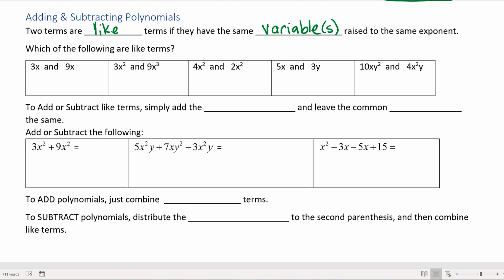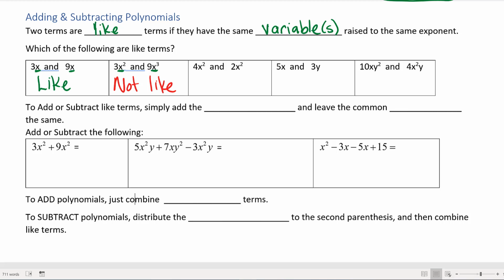Well, we have 3x and 9x. x and x, are x and x like terms? Yeah, they are. The next one we have 3x squared and 9x cubed. x squared and x cubed, are they the same? Well, they're not. So these are not like terms. So they wouldn't be able to be added, okay?